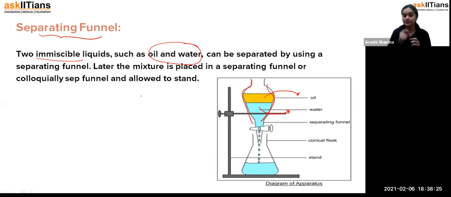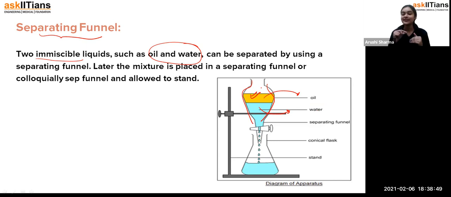So what happens, student, when you start shaking it and keep it undisturbed for some time, after some time you will see the formation of layers, a layer of water and a layer of oil, where the lighter one occupies the higher layer. You can see now that the oil is less dense than water, so it is occupying the higher layer. So students, when you see such separation, now you can separate them out. How?